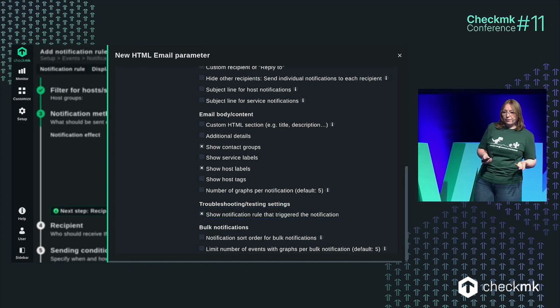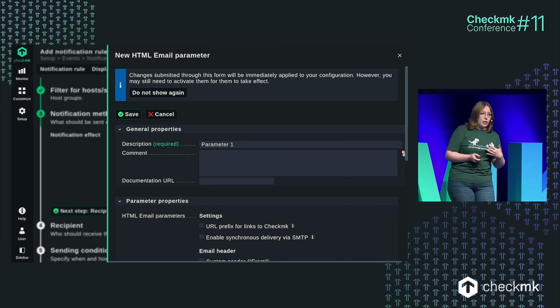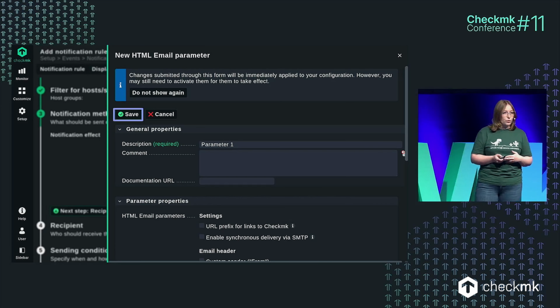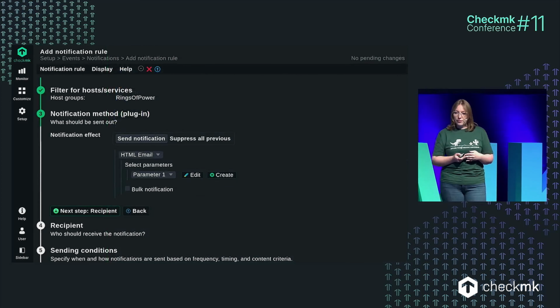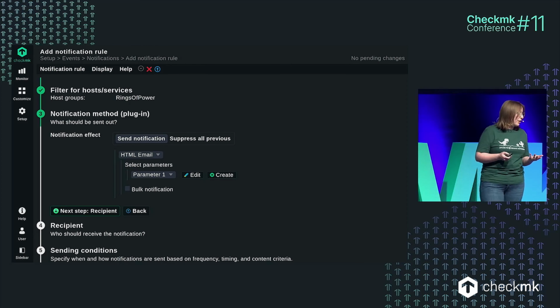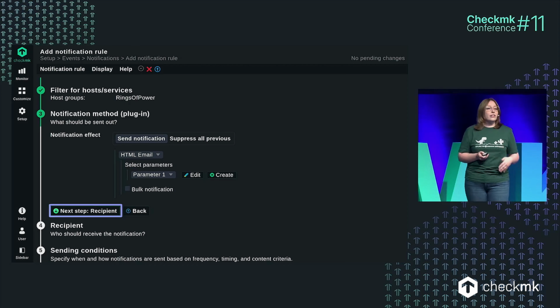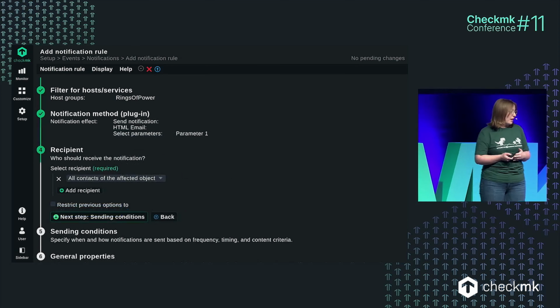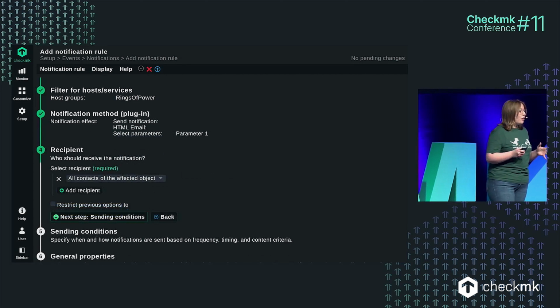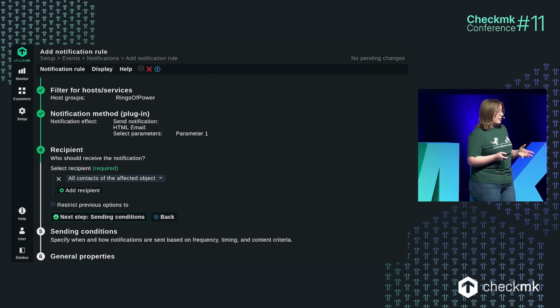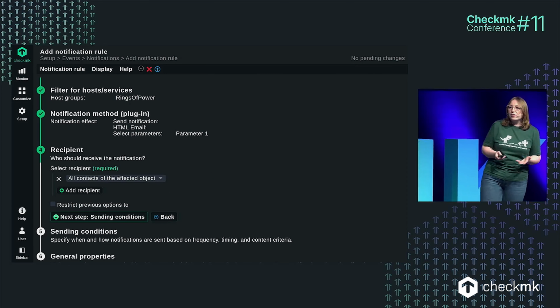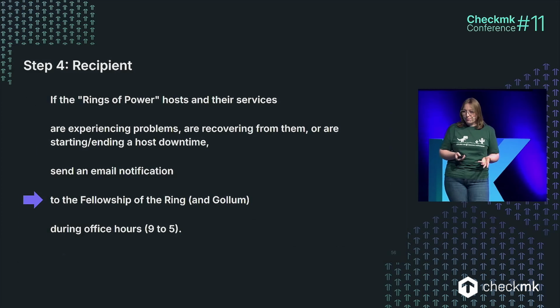Perfect. So then let's just scroll up and hit save. Let's continue with our main event. The newly created parameter is automatically used now, so we can simply click on next step and continue. Step number 4 is all about the recipient, answering the question, who should actually receive the notification?